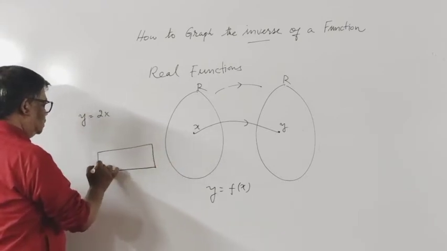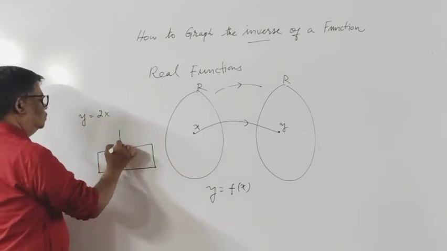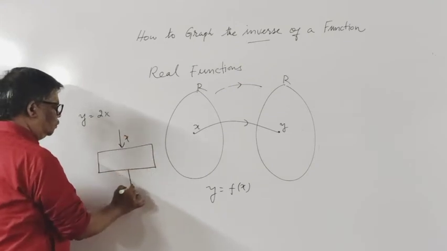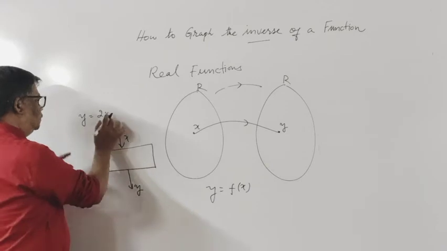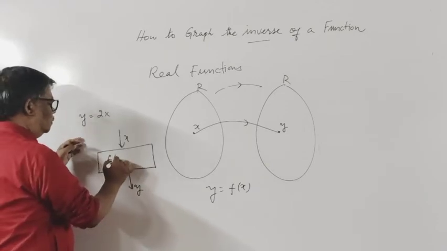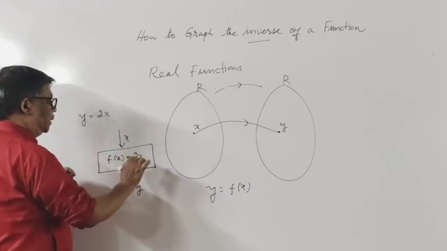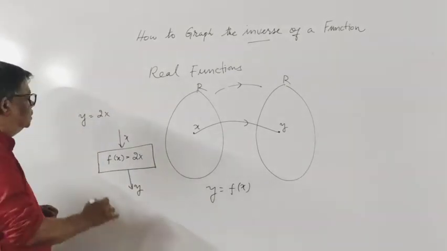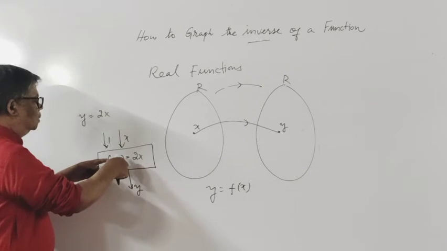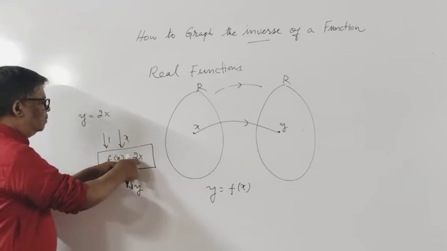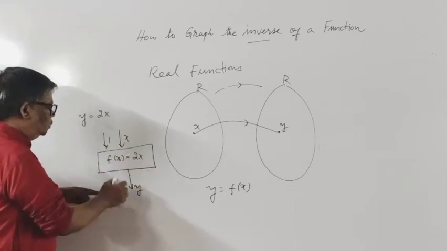just like a machine. Suppose you input x, the output will be y. Now how is this y calculated? It is calculated with the function rule f of x is equal to 2x. That means if you put 1, according to this rule, 1 multiplied by 2 you get 2 and the output will be 2.